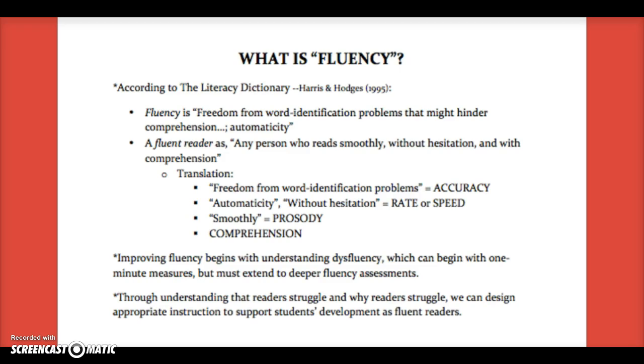When we talk about fluency, we're talking about four main components. Accuracy is the ability to read without word identification problems. Rate or speed is being able to read without hesitation and automatically. Prosody is the ability to read smoothly and speak reading like you're having a conversation. And then also the component of being able to comprehend what you're reading.